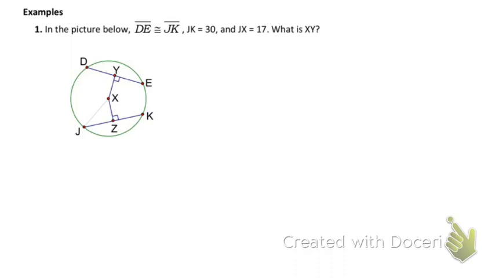So our first example says, in the picture below, DE is congruent to JK. So this chord is congruent to that chord.